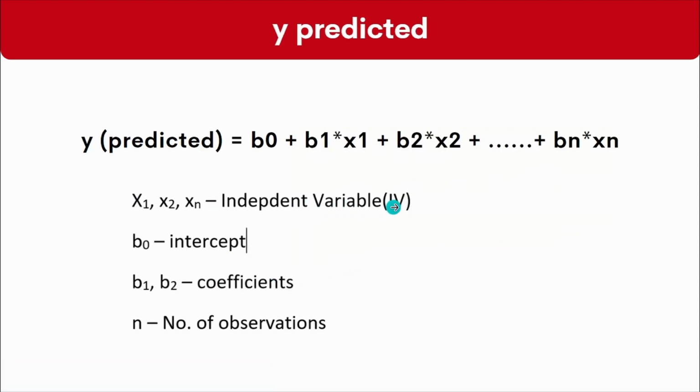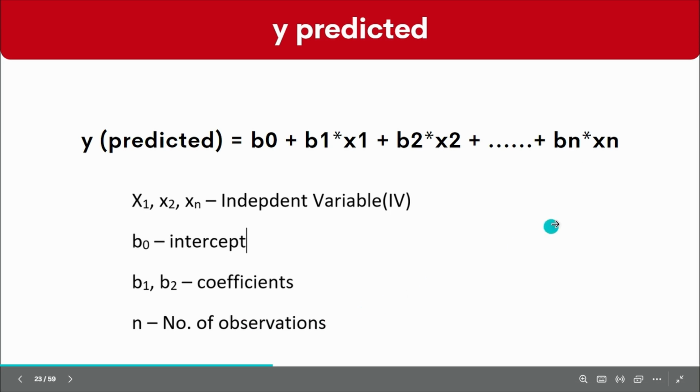About the independent variables, x1, x2 will be the independent variables. So if you have 10 columns, you will have up to x10. Then b0 will be the intercept, which is c. b1, b2, b3 are coefficients, and n will be the number of observations. So however many features you have, that will be taken into account here.